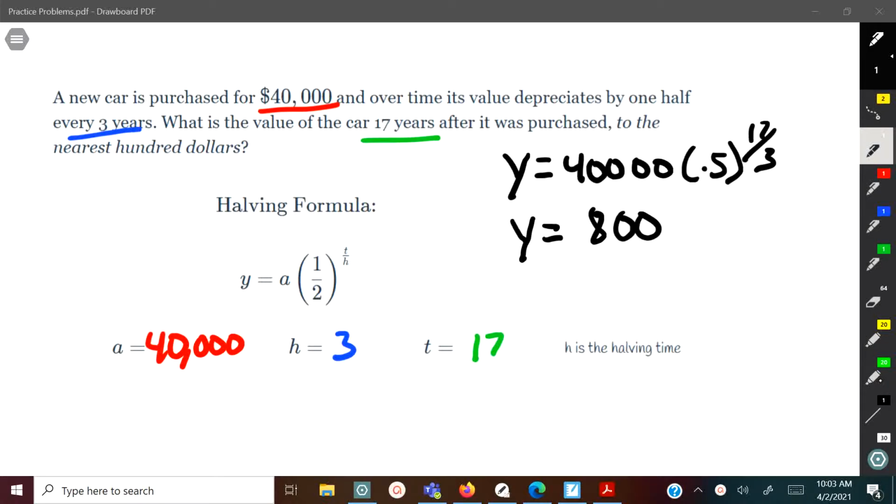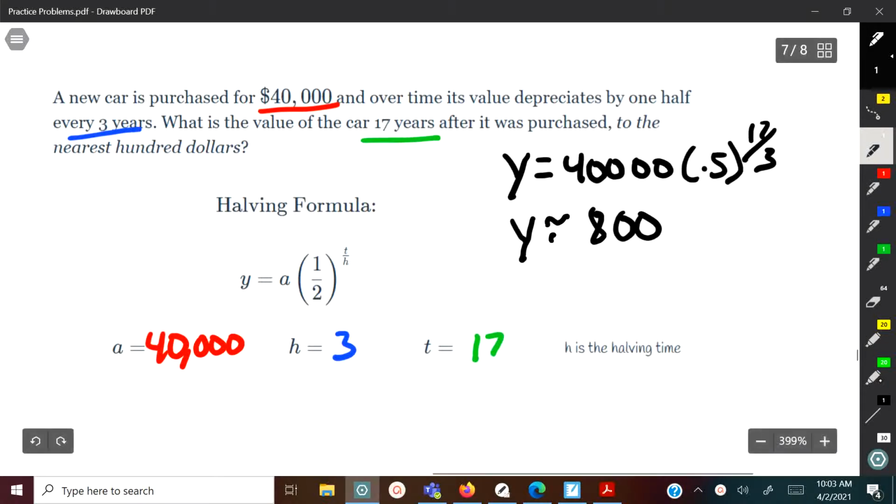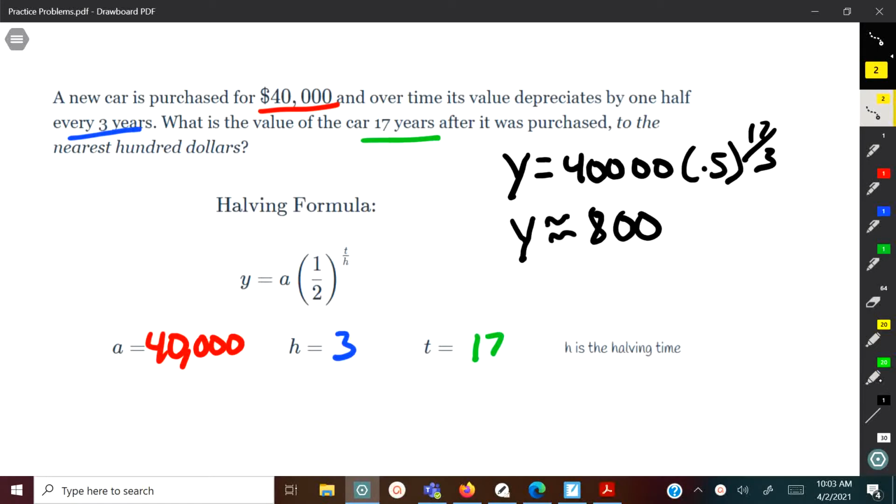And this is a very good real world problem right here with cars that depreciate. Buy the car for $40,000, 17 years later it's worth 800. That's pretty cool. But basically you should get y is close to 800. Make sure you understand that they said to round to the nearest $100. So that 8 is 5 or more, so you raise the score on the 7 to get it up to 800.